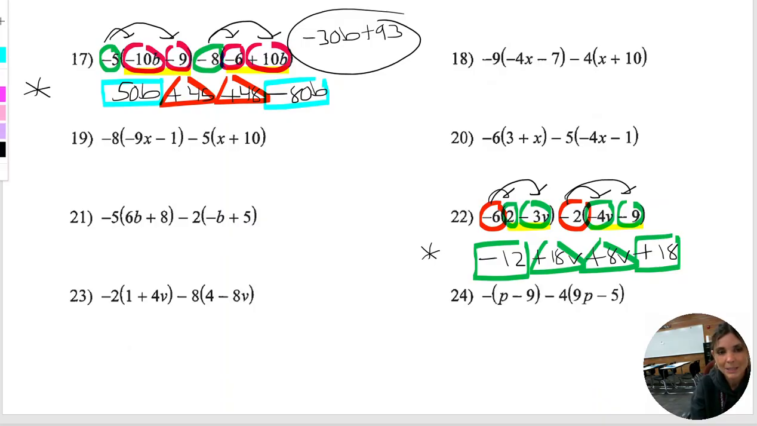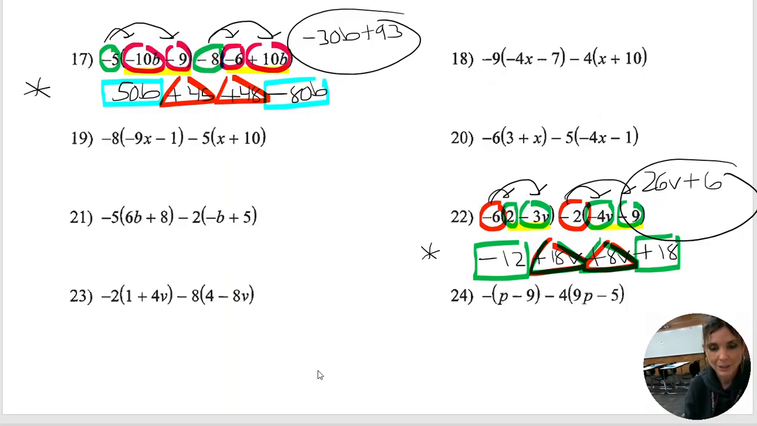And we are going to combine the 18v with the 8v. Okay, I actually want to do those in a different color. So 18v and 8v, that is going to be 26v. And then a negative 12 and a positive 18 is a positive 6. Final answer.